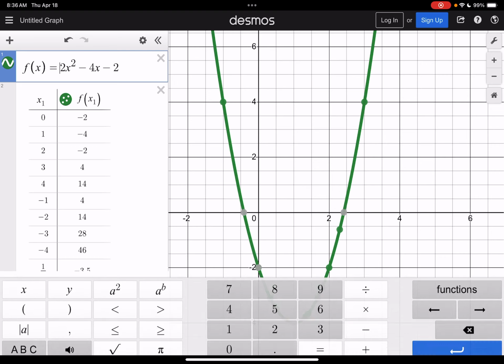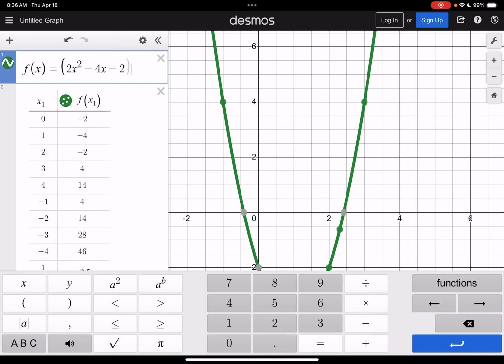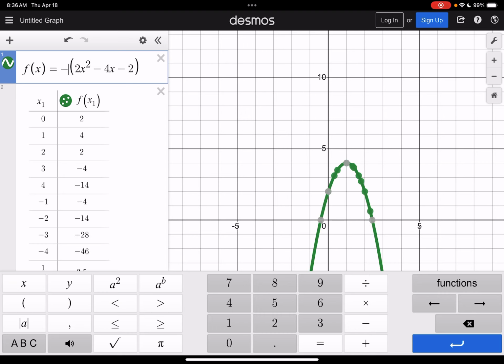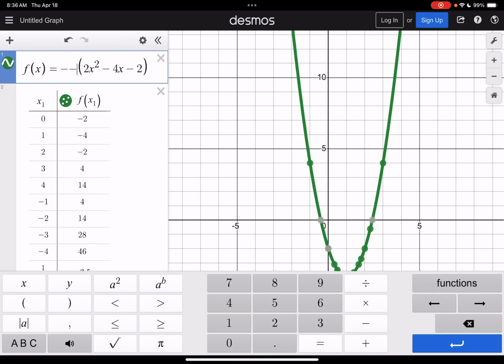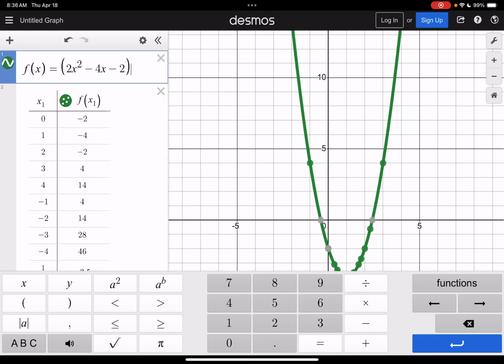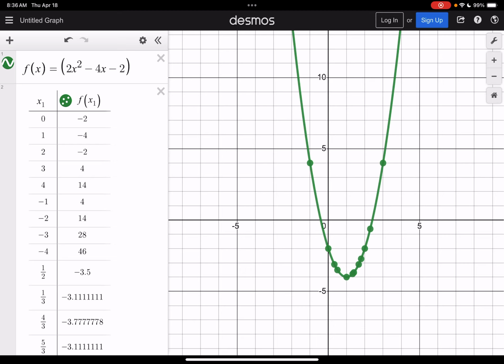Let's put that negative out front. I'm going to need parentheses. Drum roll. What do we think is going to happen? All right, negative. Ooh! It flipped it down. I'm going to try to take this whole thing and copy it. Nope. I want to graph them both. So let's get rid of those points.